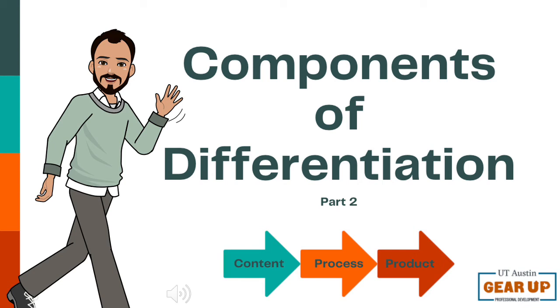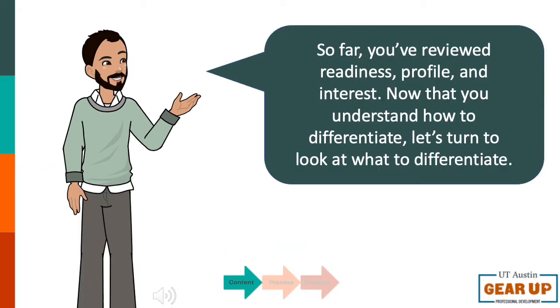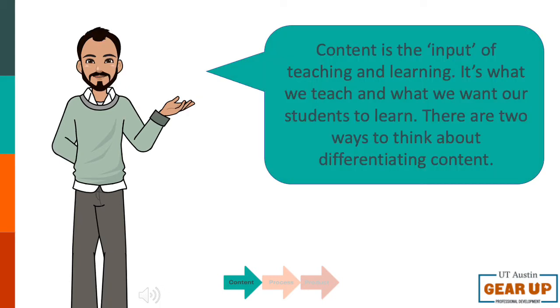Welcome to Components of Differentiation, Part 2. So far, you've reviewed readiness, profile, and interest. Now that you understand how to differentiate, let's turn to look at what to differentiate.